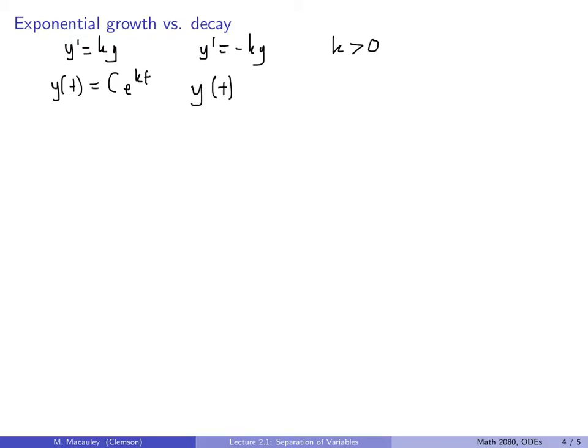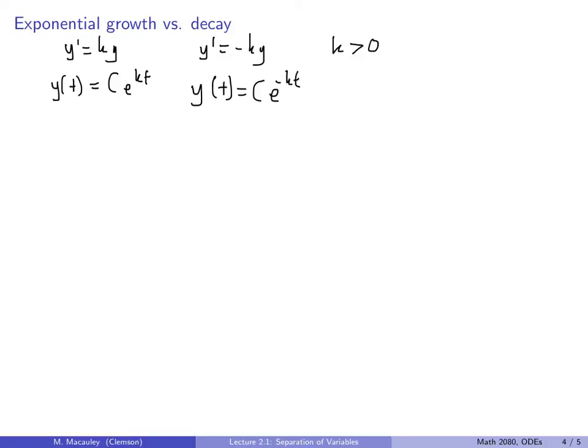Exponential growth, of course, is y prime equals ky, and exponential decay is y prime equals negative ky. And in both of these, I'm assuming k is positive. So let's graph the solutions. For exponential growth, the solutions are y of t equals c e to the kt. These are exponential functions that are exponentially growing. Here we have y of t equals c e to the negative kt.